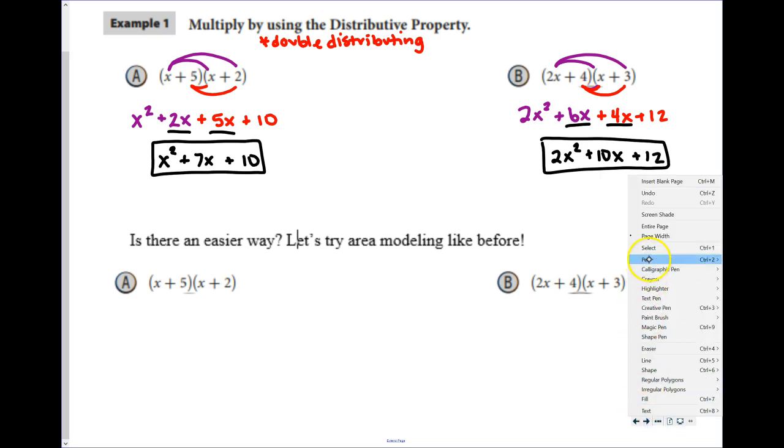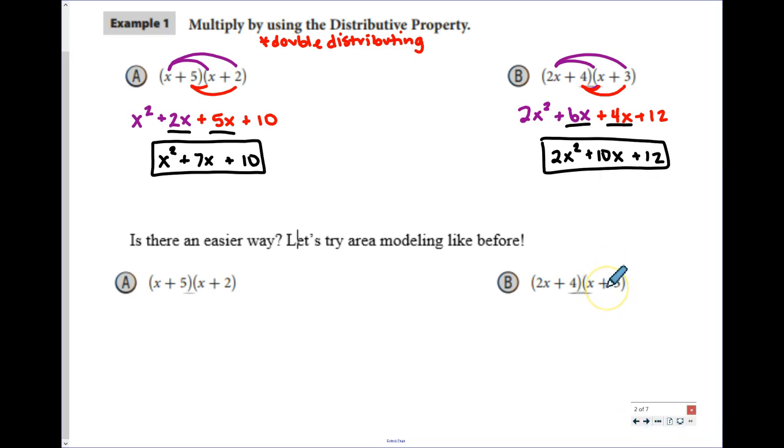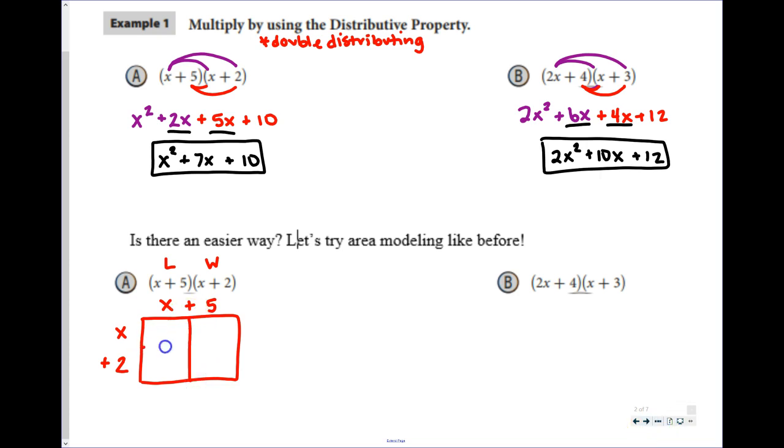Remember, area is basically saying length times width, correct? So I can say, oh, this x plus 5 is like my length, this x plus 2 is like my width. So if I were to draw a box to find area, I'd put the x plus 5 on the top and the x plus 2 on the side, because that's how to find area. I'd multiply the length times the width. So the cool thing we can do now is break this big box into smaller boxes and then find all these little areas.